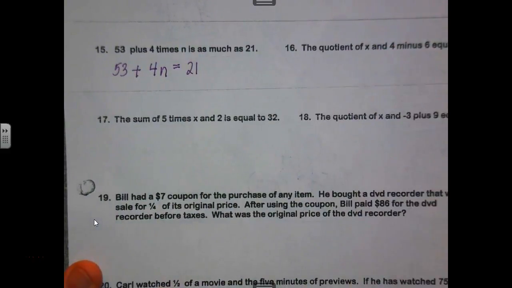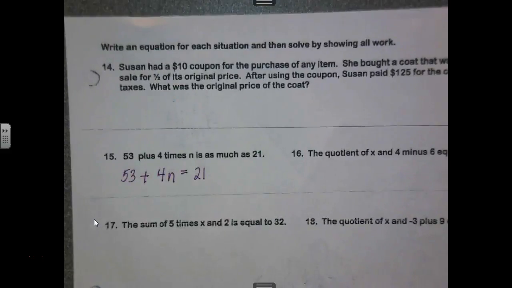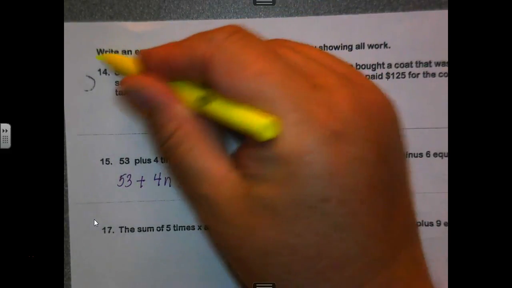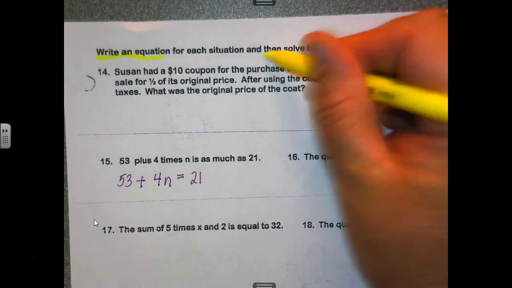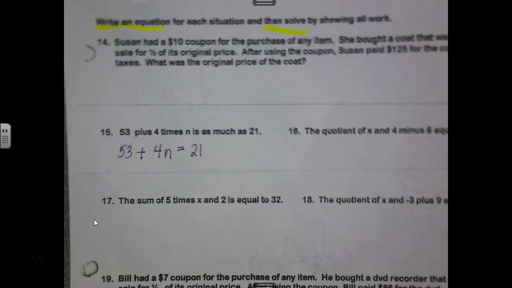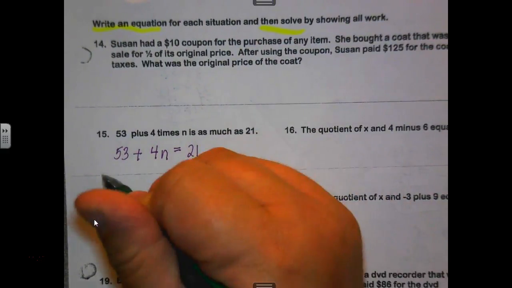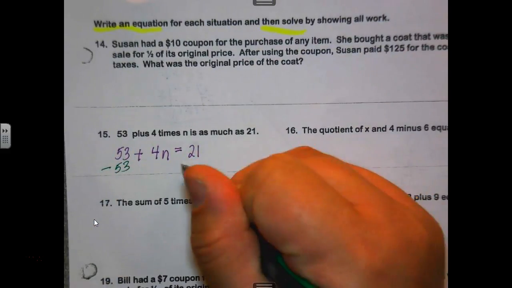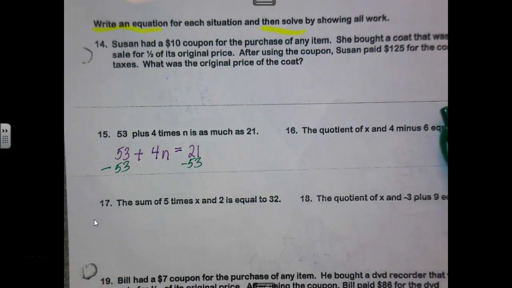It's a really complicated way of saying equals. Now it says write the equation and then solve it, right? The instructions, because I read them. Write an equation, then solve by showing work. All right. Let's say I got to subtract 53, subtract 53. I'm going to put a dotted line there.